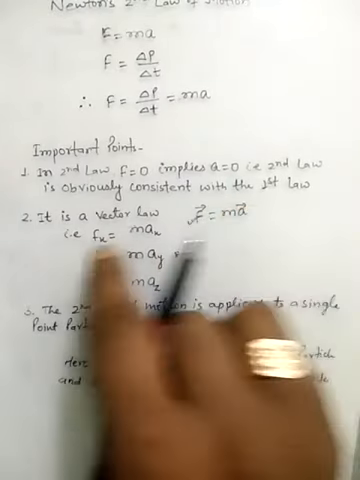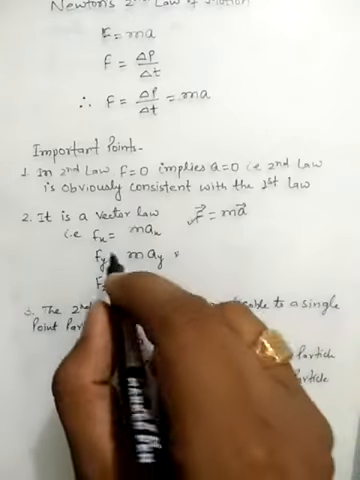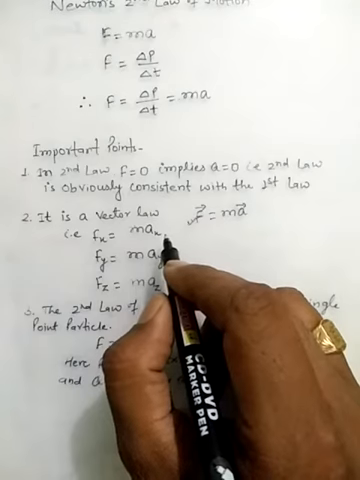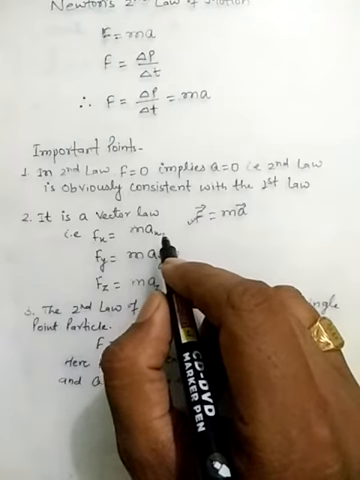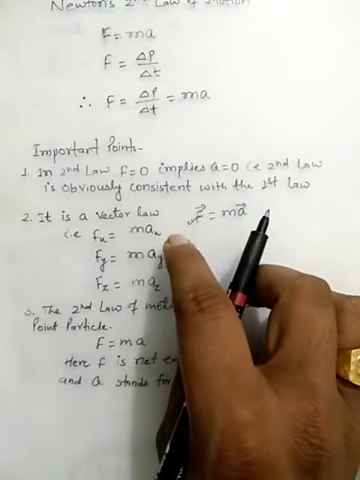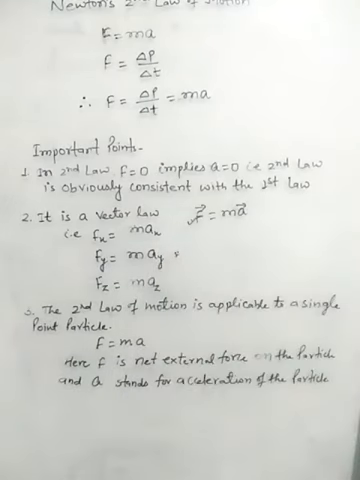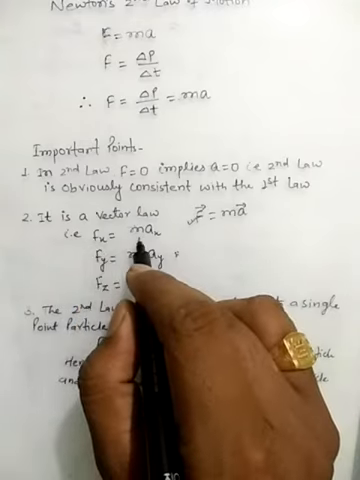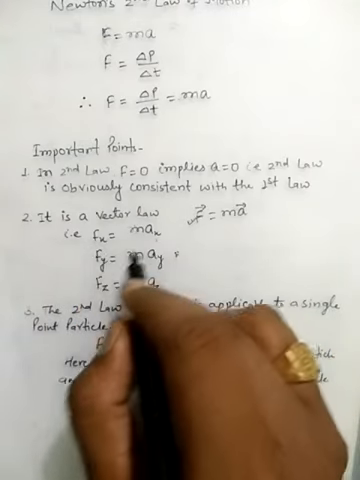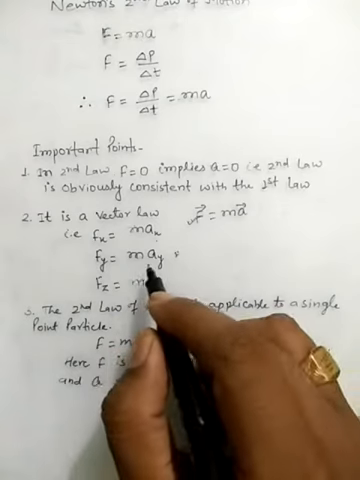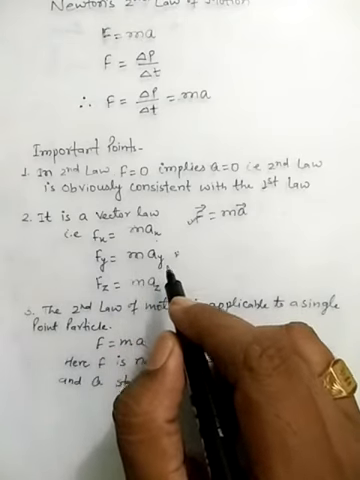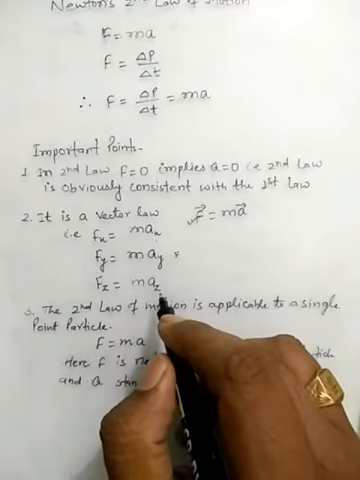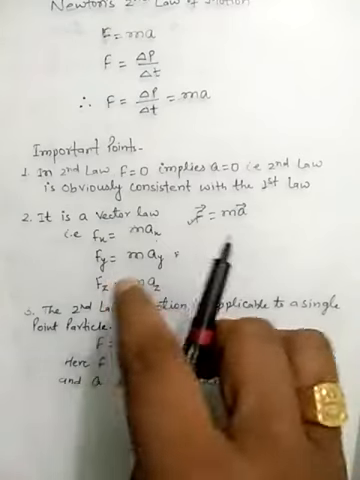Therefore this is a vector law. It means that if we want to express the second law of motion in the three axes of a coordinate system, we can say that force in x direction will be equal to mass into acceleration in x direction of the particle, and force in y direction will be equal to mass into acceleration in y direction of the particle, and force in z direction will be equal to mass into acceleration in z direction of the particle.